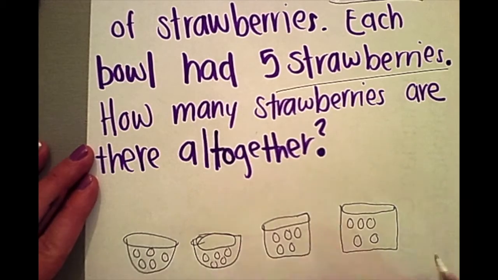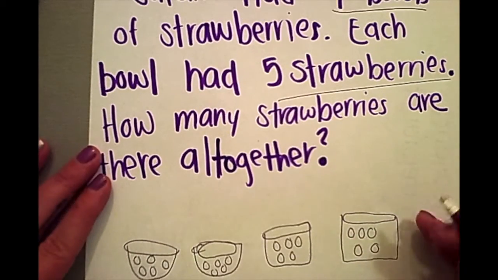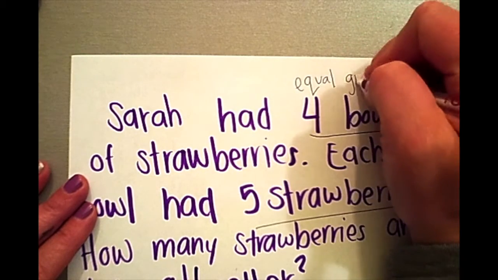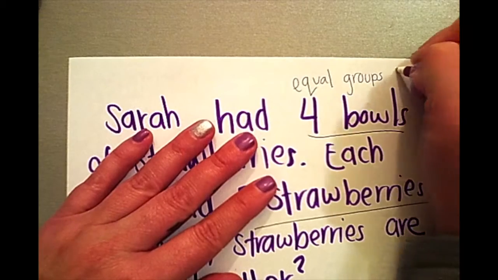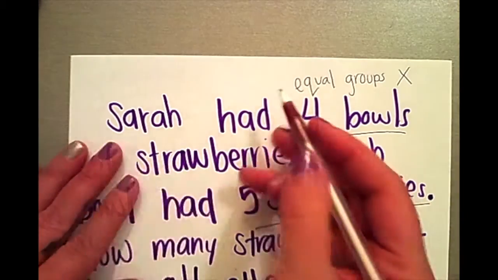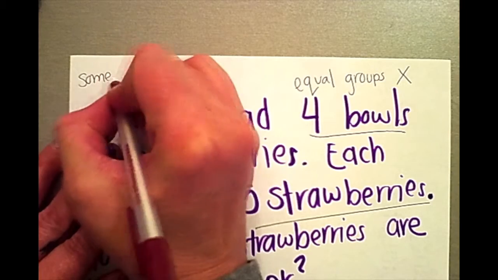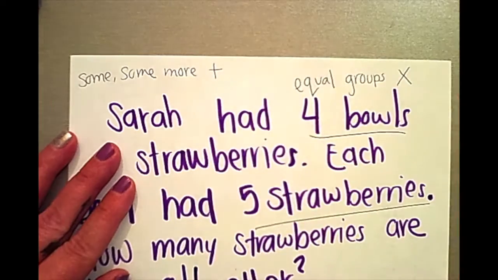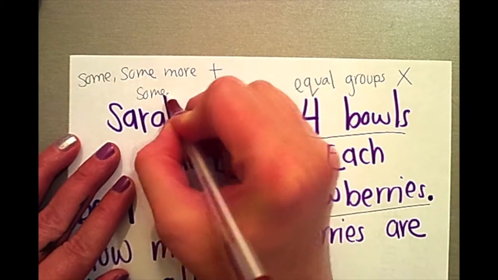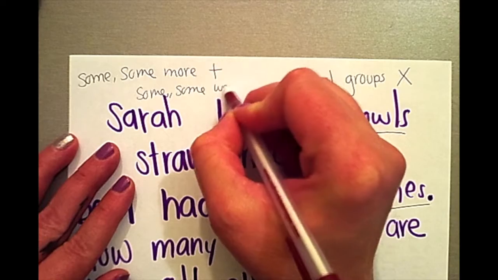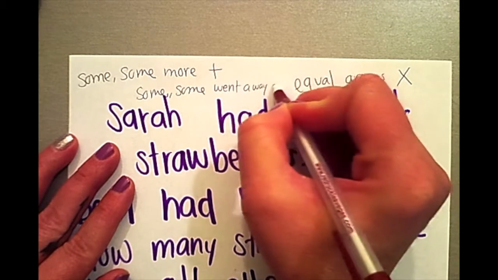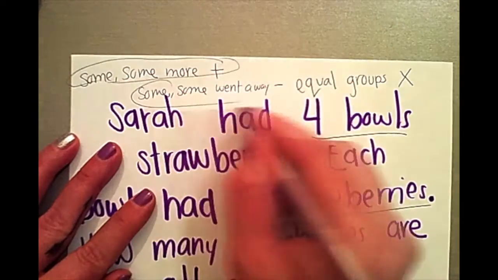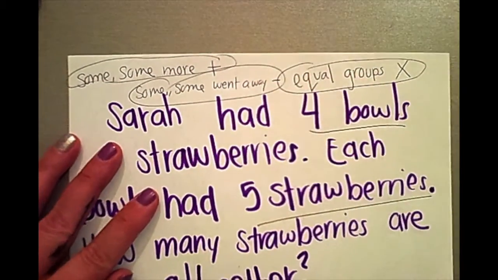Okay. So let's do a multiplication. The words equal groups is multiplication. Our other ones that we did were some more. Remember what that one was? Addition. And some went away is subtraction. So this is addition. This is subtraction. Equal groups is multiplication.